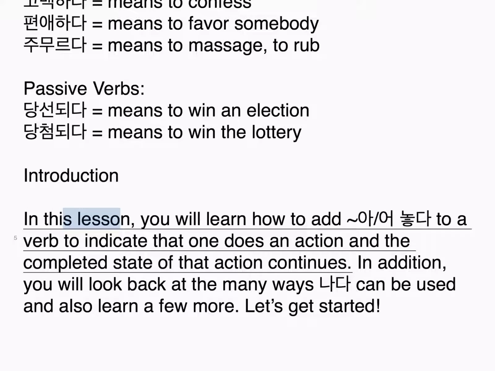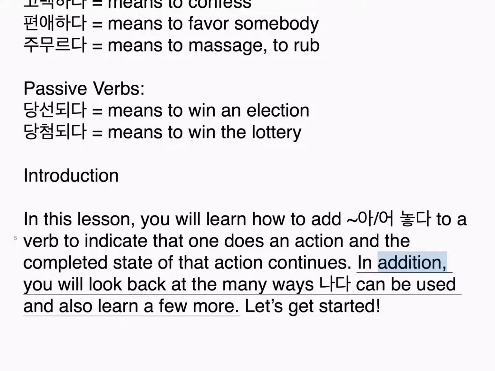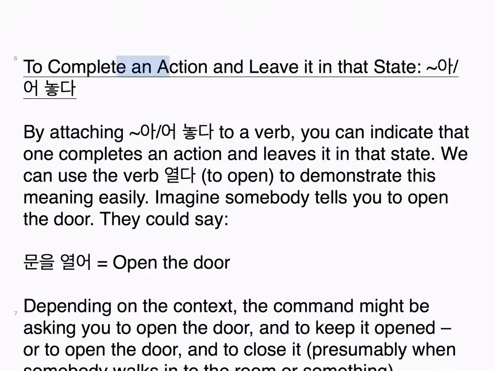Introduction. In this lesson, you will learn how to add 놓다 to a verb to indicate that one does an action and the completed state of that action continues. In addition, you will look back at the many ways 나다 can be used and also learn a few more. Let's get started.